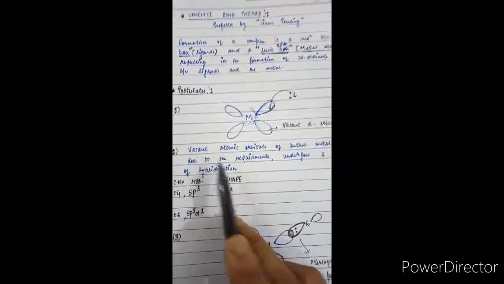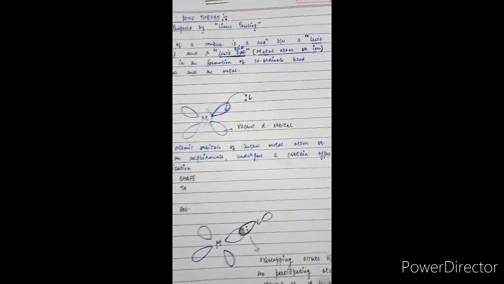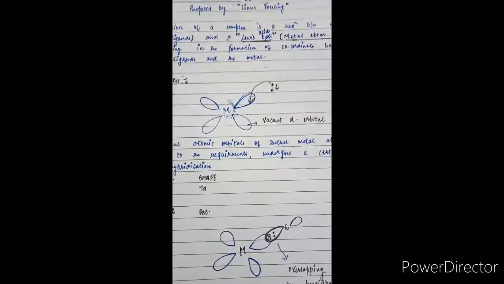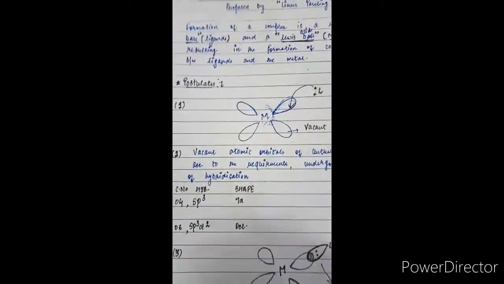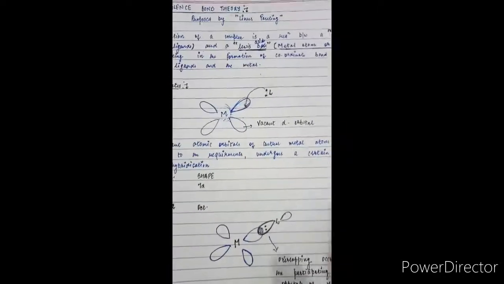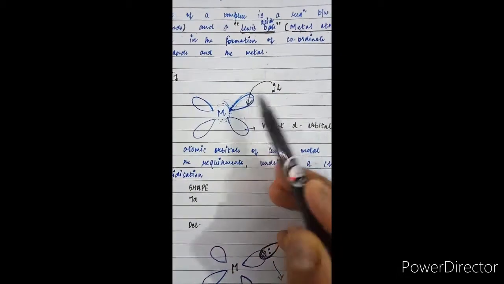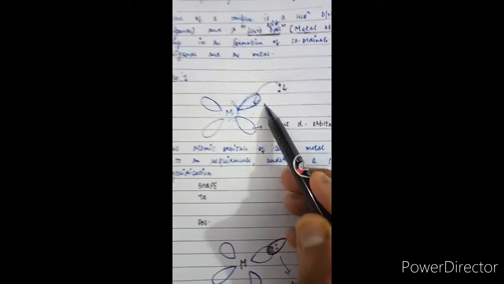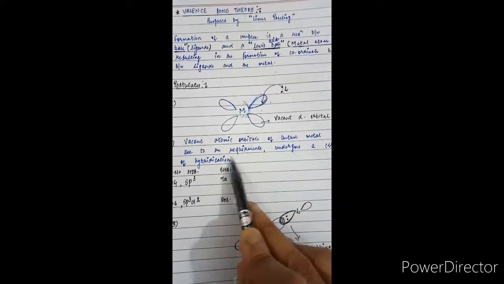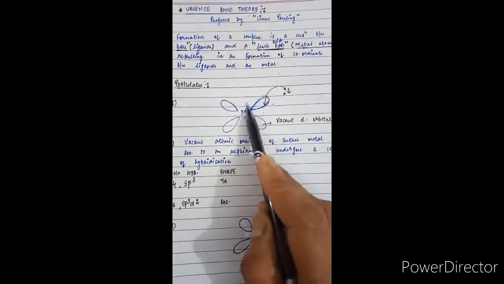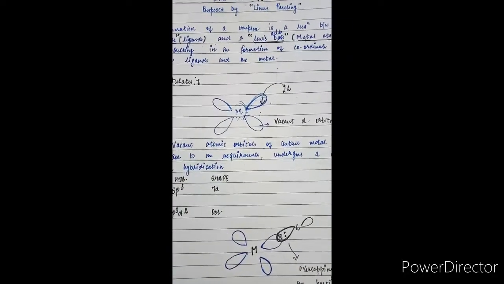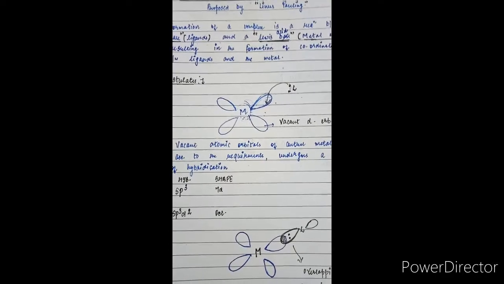Now the second postulate: the vacant atomic orbitals of the central metal atom or ion, according to the requirements, undergo certain types of hybridization. That means during the lone pair accepting time, if the lone pair is donated to the central metal atom, then there should be a hybridization for the metal. According to the requirement, the central metal atom undergoes certain types of hybridization.